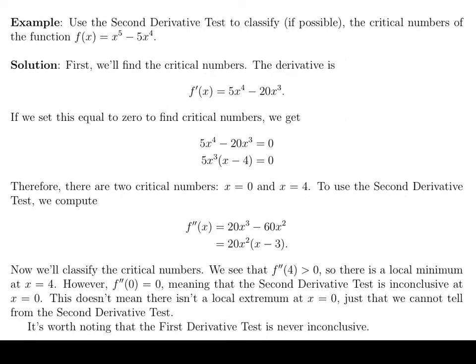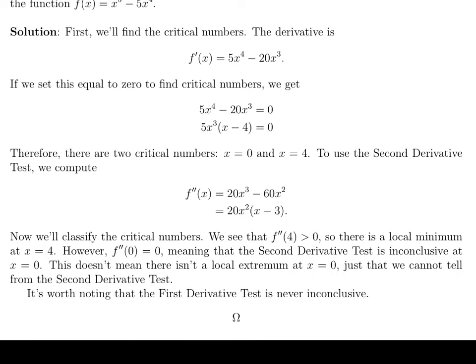I would like to point out that the first derivative test is never inconclusive. If you go back and look at what the first derivative test tells you, it is always answering a conclusion. It never tells you, I don't know. Whereas the second derivative test has the possibility of saying we don't know what the answer is. So a lot of times if you're going to use the second derivative test, you may occasionally have to fall back on the first derivative test to answer the question about classifying the critical numbers. Okay, that's all for now.